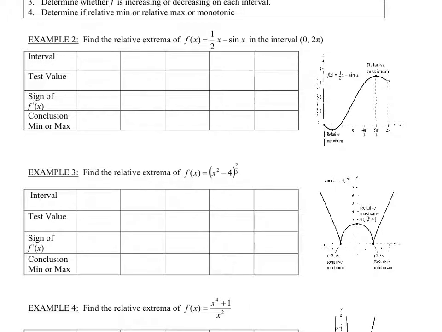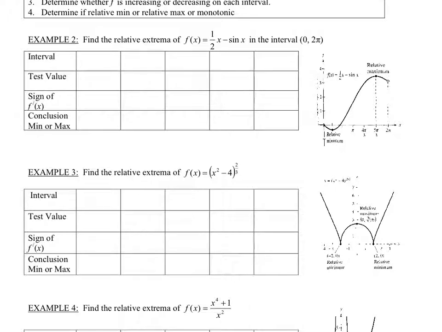So let's look at this first, example number 2. We're going to find the relative extrema of f of x equals 1/2 x minus sine of x in the interval from 0 to 2 pi. Now, you can see the graph over there. You're not going to be given the graph on these. So you can see that we ought to end up with one relative minimum point and one relative maximum point, just from looking at the picture. But let's look at this algebraically and go through the process of finding it.